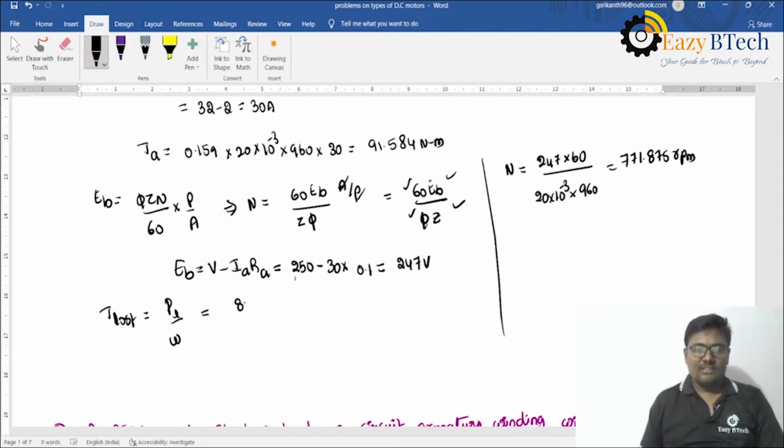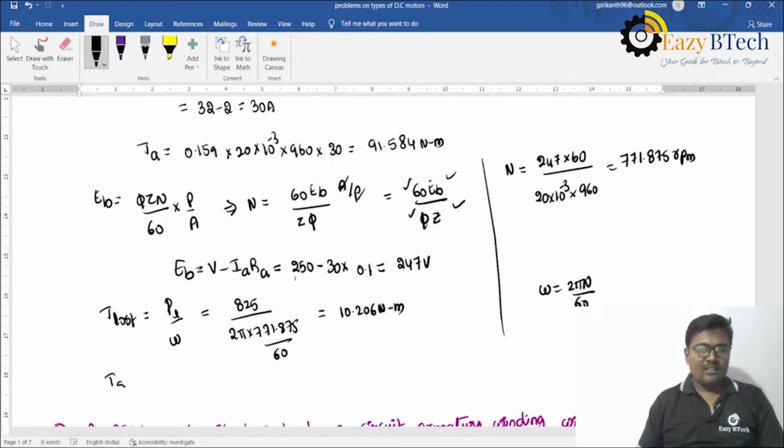The lost torque is equal to power loss divided by omega. So 825 watts divided by 2 pi into 771.87 divided by 60, because the omega formula is 2 pi N by 60. Finally I got 10.206 Newton meter.